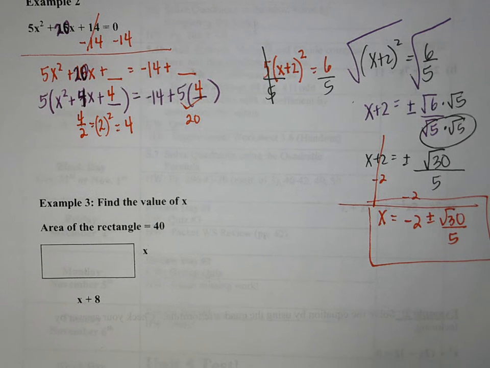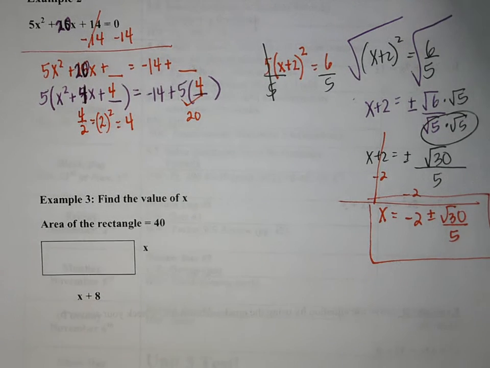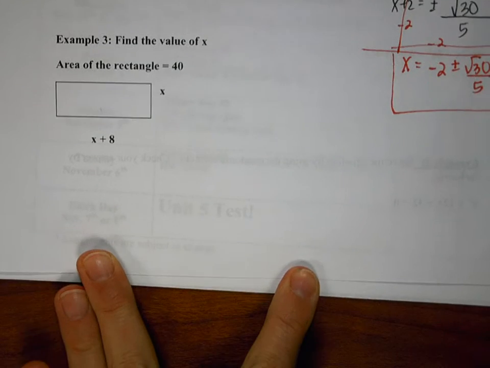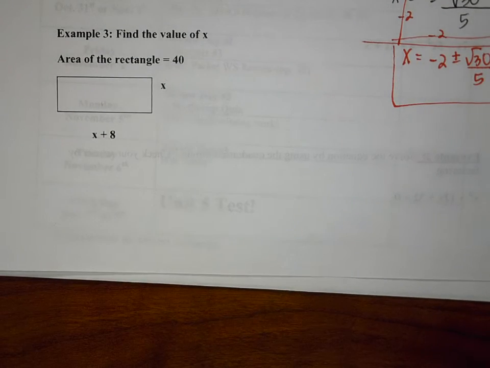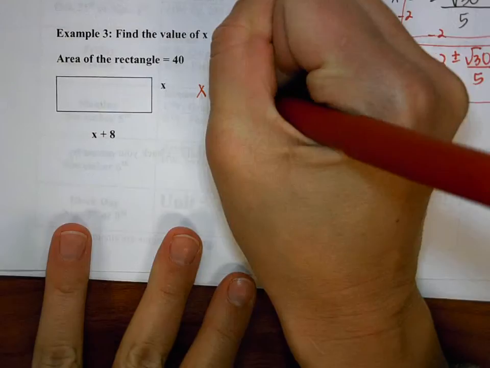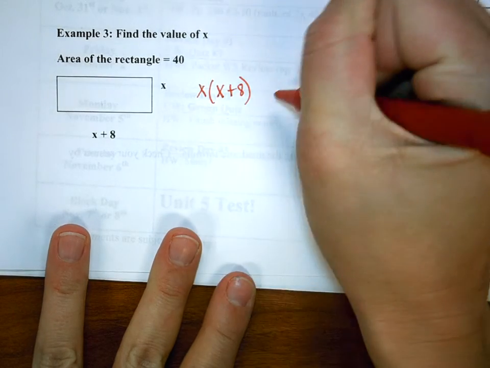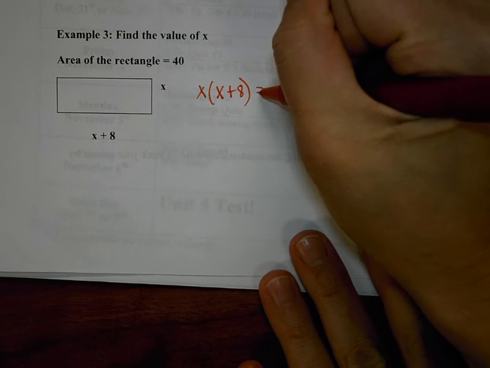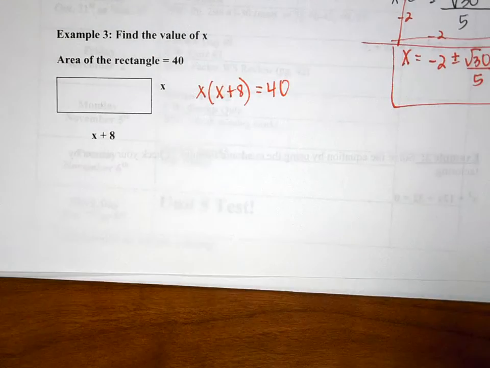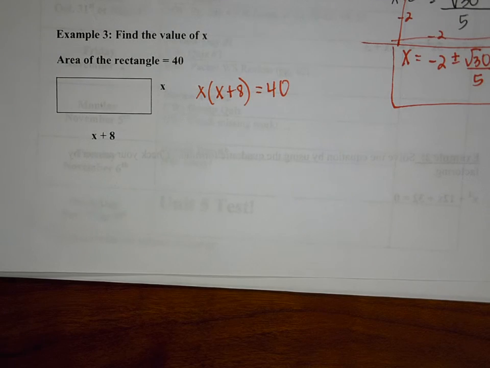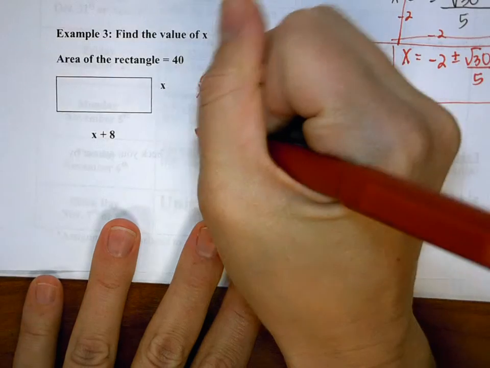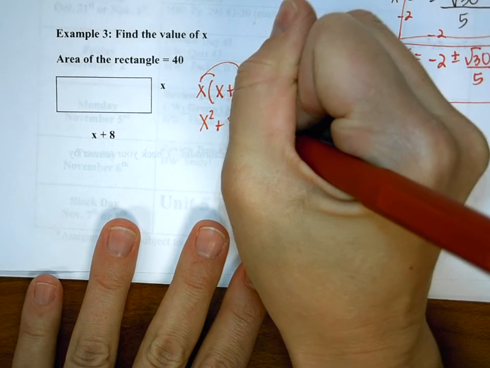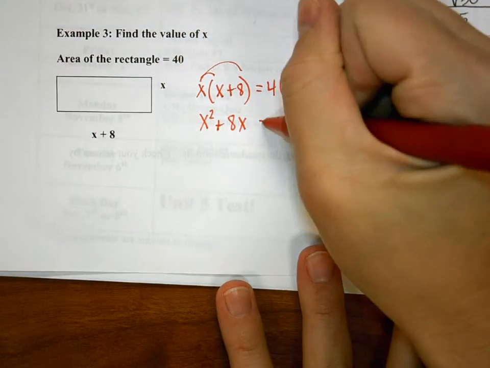All right, example 3. How do you find area? Length times width. So if I write this out, I have x times x plus 8, and it tells you that the area is what? 40. Okay, so equals 40. What do you think you're going to do now in order to solve for x? Distribute. So if we distribute and multiply through, I get x squared plus 8x equals 40.